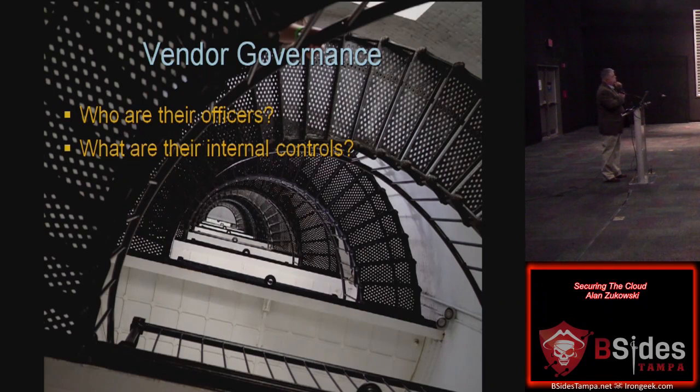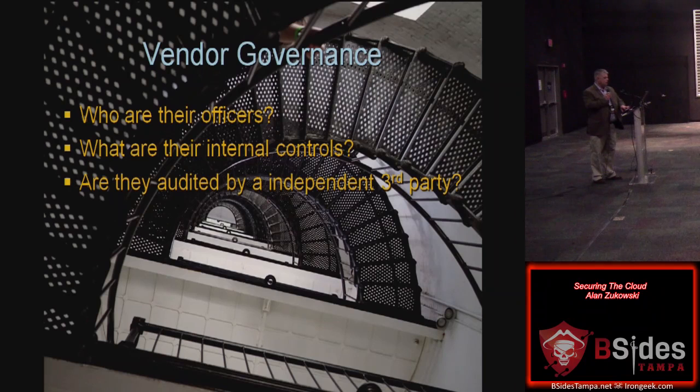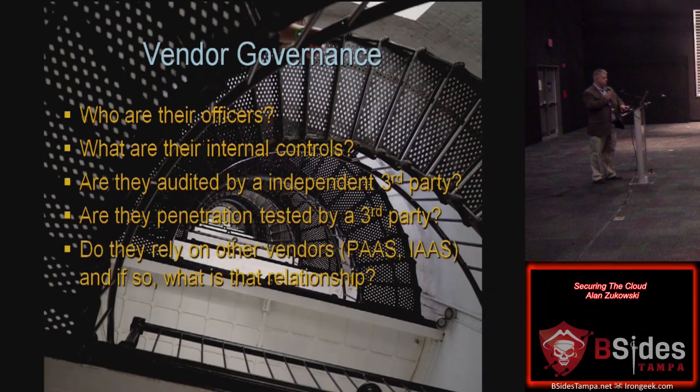I've had vendors where we've gone back and said, hey, this is a problem for us, and they basically say, tough. We're contractually not bound to fix that. And you just signed your contract for another 10 years. Oh, sorry. Again, audited by an independent party. Are they pen tested by a third party? Do they rely on other vendors? Again, I can't say that enough because you need to ask that question.